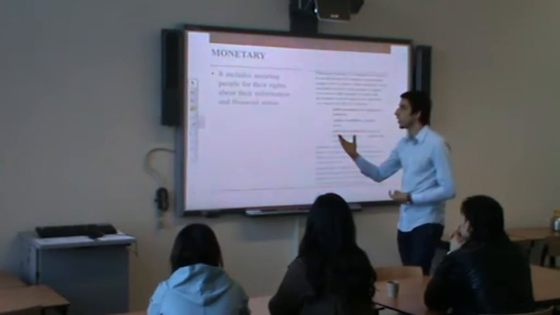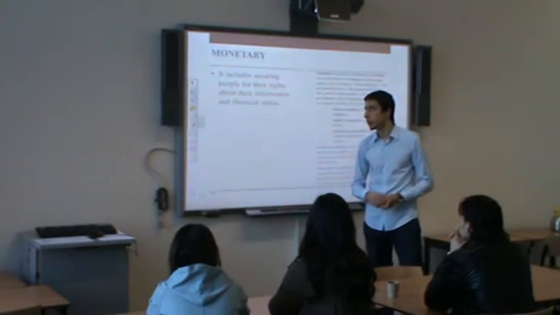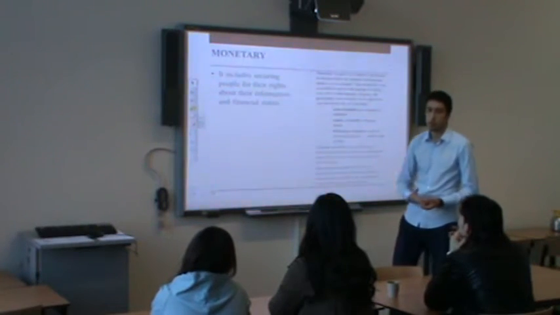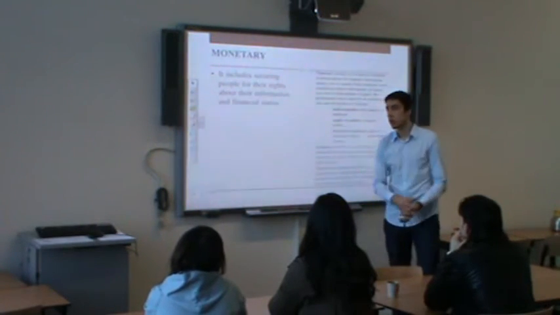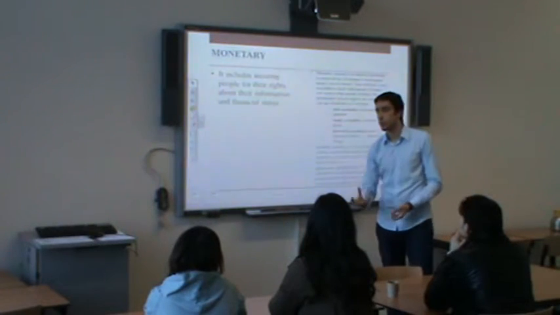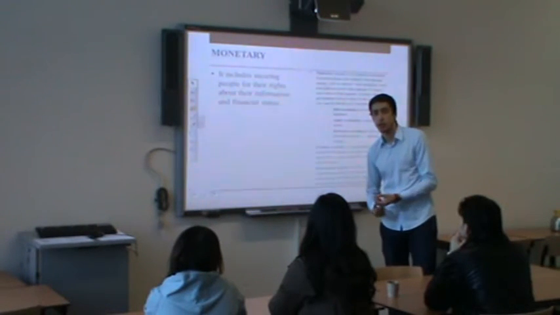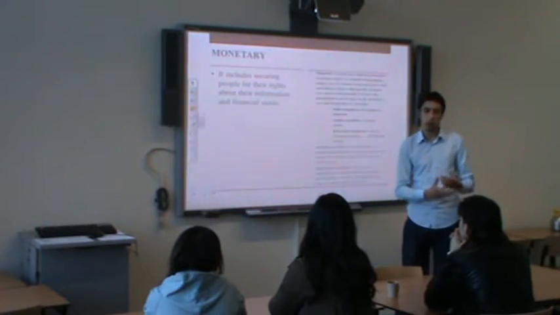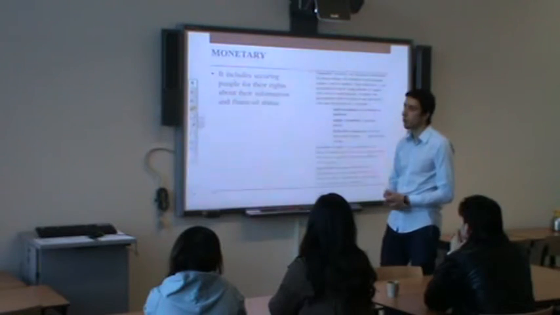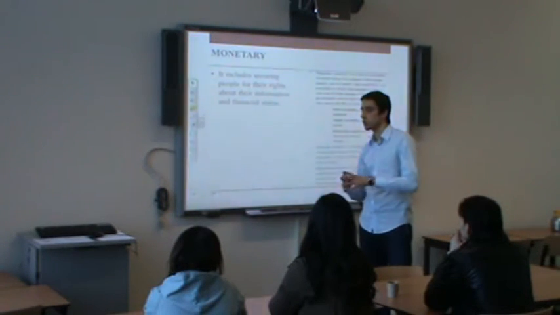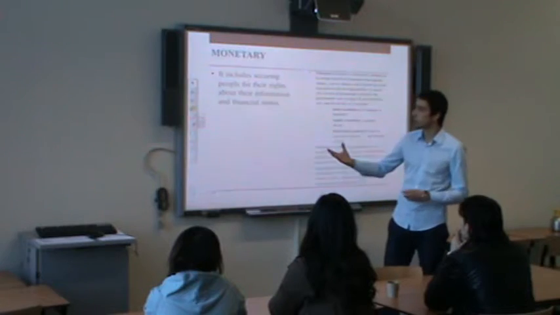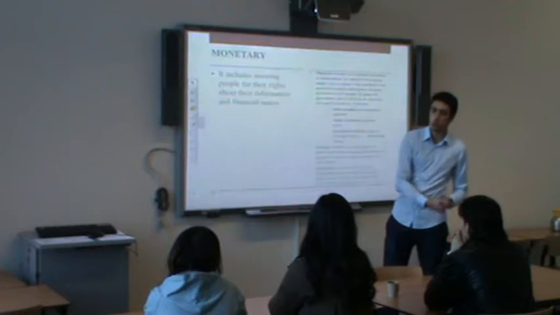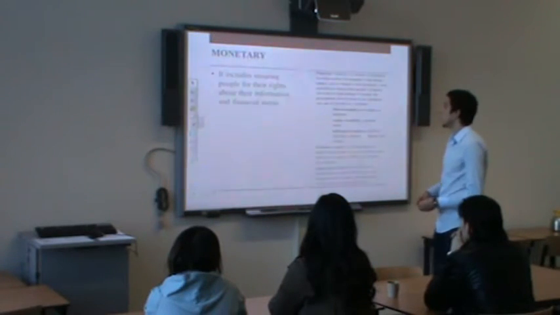And finally, we have monetary security. Monetary means money. It has to do with money. It includes securing people for their rights about their information and financial status. So people who have, I think everyone has a bank account, and you don't want people to know how much money you have. So monetary security means actually that you have the security that no one can reach into your financial status, what you own, what you earn, and stuff like that.